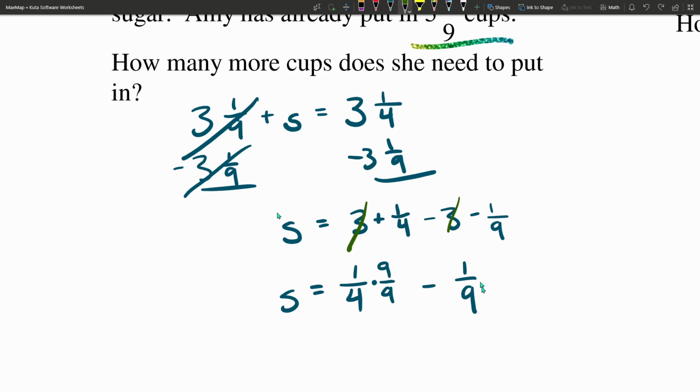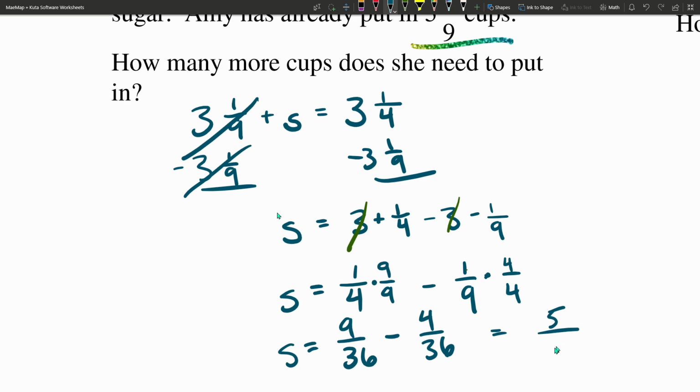So same deal for the 9, except this time we're going to multiply by 4. So we're multiplying the denominator by 4 and the numerator by 4, because 4 over 4, when I multiply by that, 4 over 4 is just 1. And 1 times 1/9 is still just 1/9. So I'm not changing the values, I'm just manipulating this. So S is now going to equal 9/36 minus 4/36. 9 minus 4 is going to be 5. So that's a total of 5/36 more cups of sugar that Amy needs to add to this recipe.